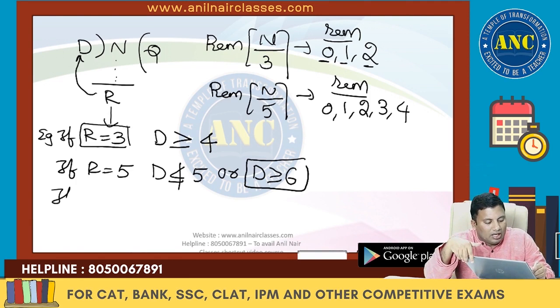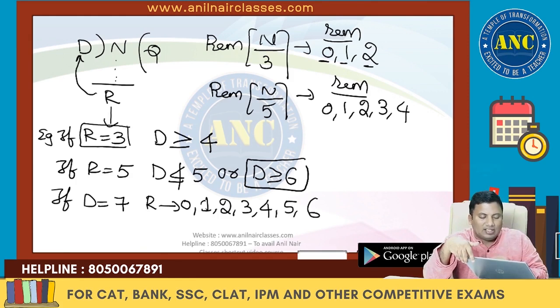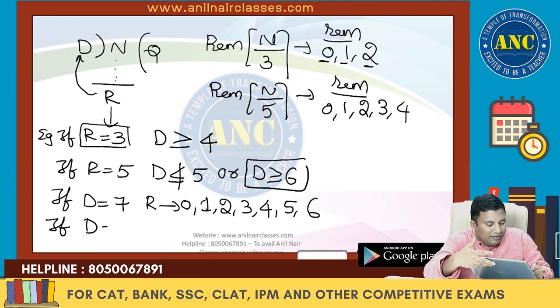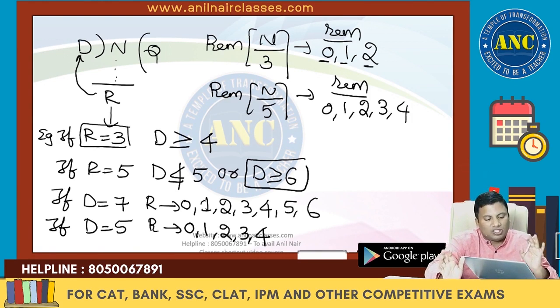If the divisor is 7, when you divide a number by 7, what are all the remainders possible? It could be 0, 1, 2, 3, 4, 5 and 6. I will get any of 7 remainders, from 0 to 6. If the divisor is 5, what are all the remainders that are possible? 0, 1, 2, 3 and 4. I hope this point is clear.